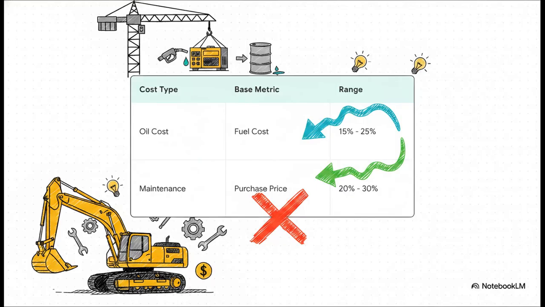Okay, listen up, because this right here is the ultimate insider cheat code for your exams. Look at the stark difference in how heavy equipment costs are calculated. For a massive piece of gear like a crane, oil costs are always calculated as a percentage of the fuel cost, usually around 15 to 25%. But maintenance costs, totally different game. They are calculated as a percentage of the original equipment purchase price, typically 20 to 30%. Professors absolutely love to test if you know which base metric to use. So whatever you do, do not mix these two up.